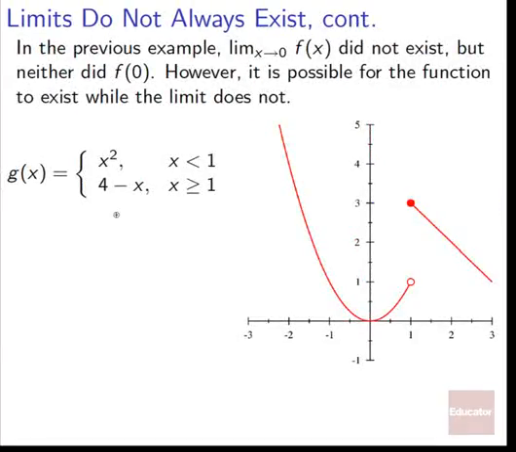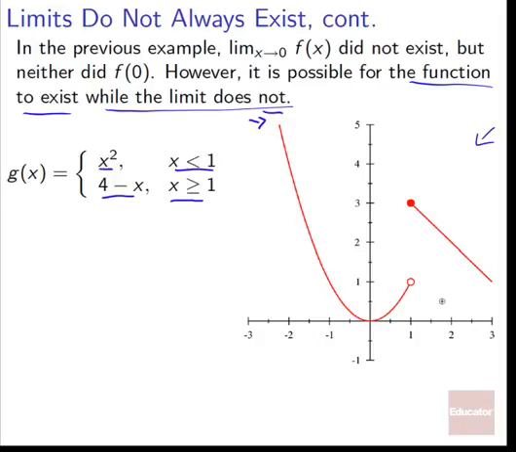In the previous example, limit as x goes to 0 of 1 over x, that didn't exist. But at the same time, 1 divided by 0 does not exist either, right? f of 0 didn't exist, and so limit as x goes to 0 of f of x didn't exist, and there was a connection there. However, it is possible for the function to exist, so we can have the function exist while the limit does not exist. So to see this, take for example, g of x equals the piecewise function x squared when x is less than 1, so we see this parabola on the left side, and 4 minus x when x is greater than or equal to 1, and we see this straight line on the right side.